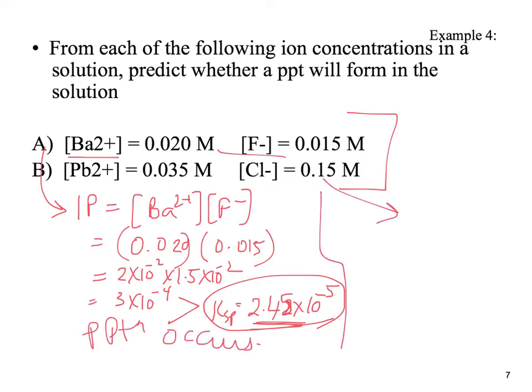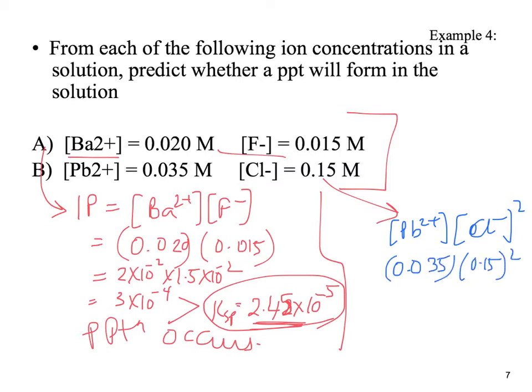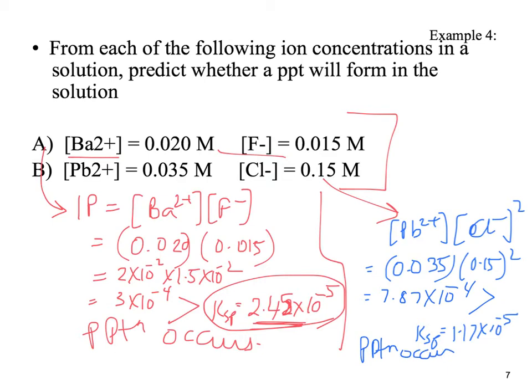If you take a look at the second one, let's do that in blue. We have PbCl2, so that's lead, Pb2 plus. Chloride, Cl negative, is 0.15, so 0.035 times 0.15 squared, and that's going to give you the value. KSP for PbCl2 is 1.17 times 10 to the negative fifth. And so when you punch in these numbers, you get 7.87 times 10 to the negative 4, which is higher than the KSP value. So again, the precipitation will occur in this case as well.